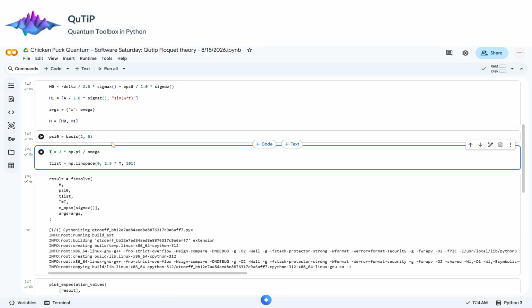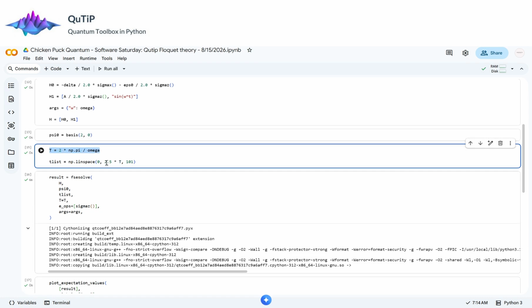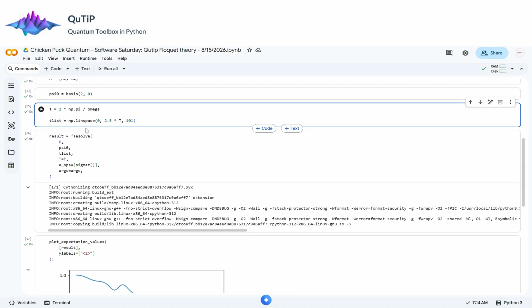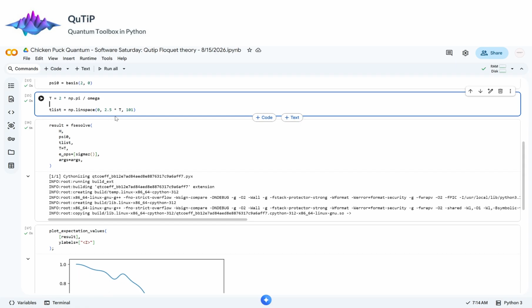So now we are going to calculate the period of the drive. Earlier we wrote down 2 times n pi over omega. Since we chose omega equal to 2 pi, this gives us T equals 1. And that is the important Floquet condition. After one period, H of t plus large T equals H of small t, so the Hamiltonian repeats exactly.